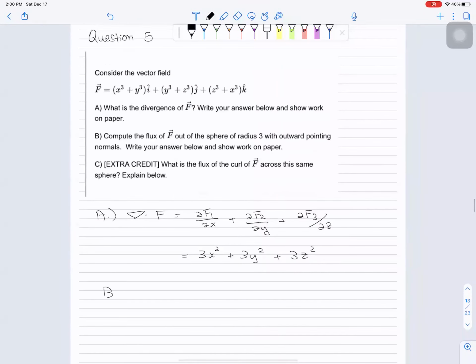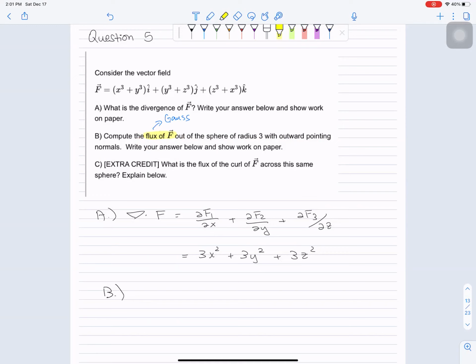Okay, part B. Compute the flux of F out of the sphere of radius 3 with outward pointing normals. Okay, keywords, I see flux. Whenever I see just flux of some vector field, I think Gauss. If you see curl of the flux, then you think Stokes. So I'm trying to find the flux of something, so that's Gauss.